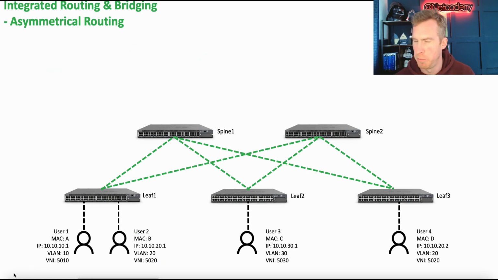But let's say, moving back to the asymmetrical routing model, that user 1 here of MAC address A wanted to send traffic, whatever it is, to user 4 of MAC address D all the way over here on leaf 3. How does leaf 1 know about user 4's actual existence? Well, let's come back to that EVPN route type, the route type 2.